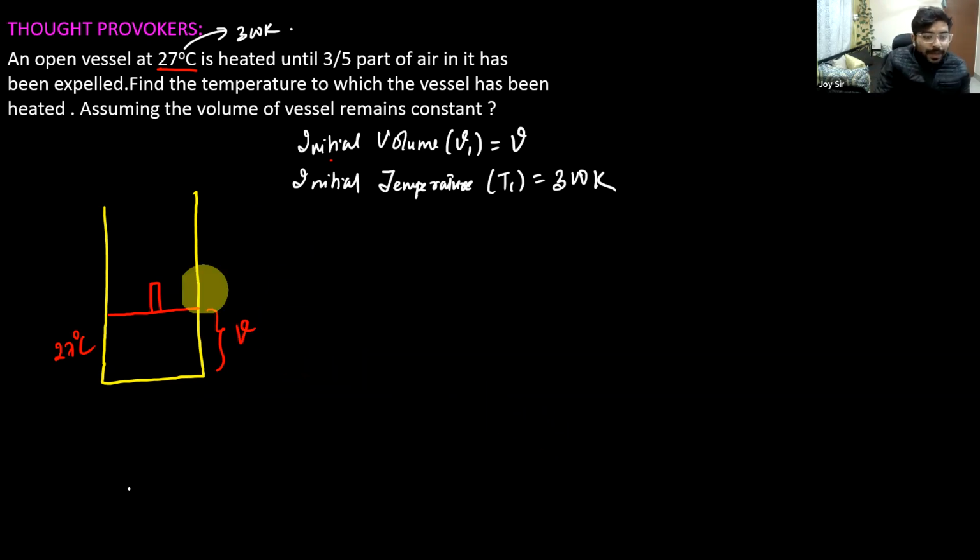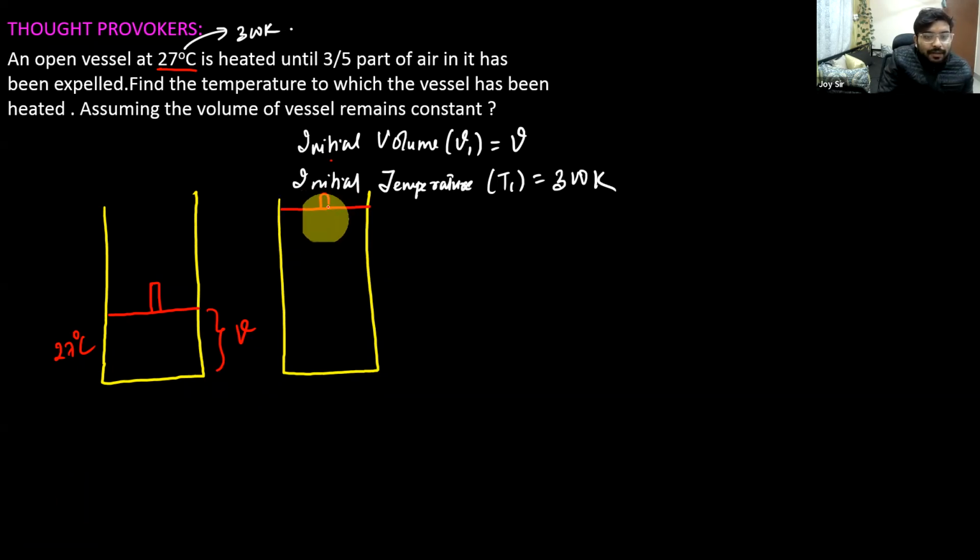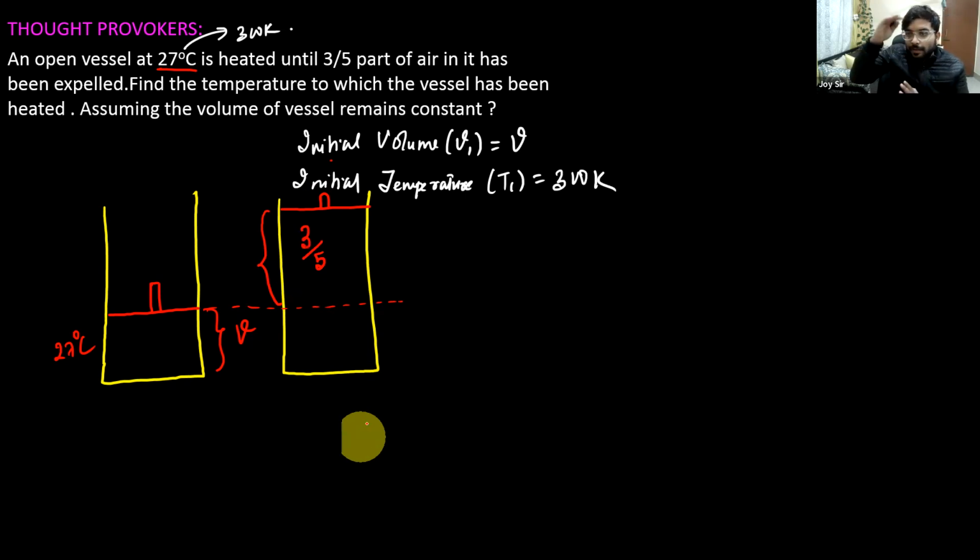So I'll just replicate this cylinder. I'm drawing the cylinder in such a way that the piston has gone to such a height that suppose this was the original volume. This part is 3/5 part of the volume which has gone out, 3/5 part of the total gas, and this is 2/5 part which is inside. This is the final volume of the gas V2. This is 3/5 part of V2, and this is 2/5 part of V2. Is it okay?